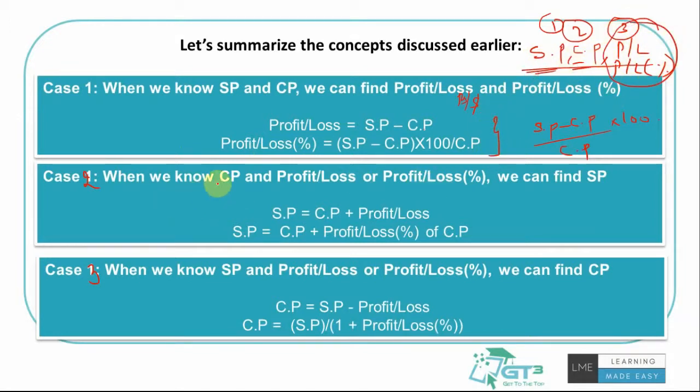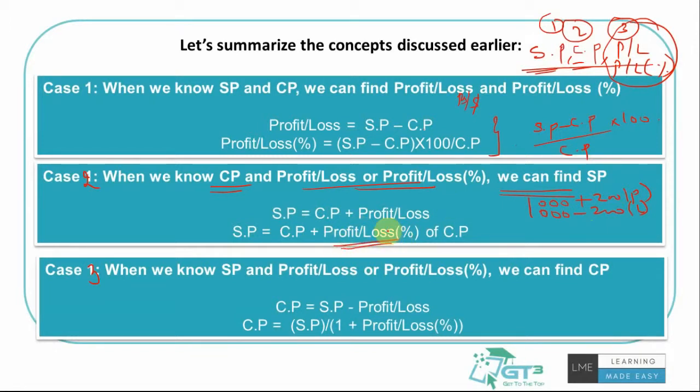It can happen that I give you cost price, I give you that he sold at a profit or loss for some percentage and ask you what is the selling price, right? So selling price is cost price plus the profit or loss. If loss is minus 200, if cost price is 1000, it will become 1000 minus 200. If I made a profit, it will become 1000 plus 200, right? If it's a profit, if it's a loss, that's how the signs would be.